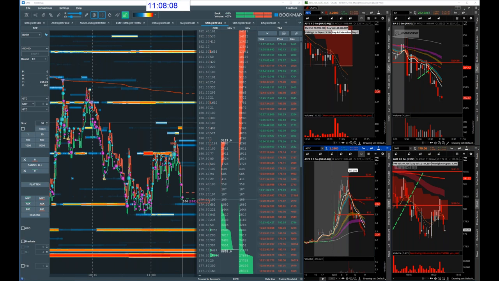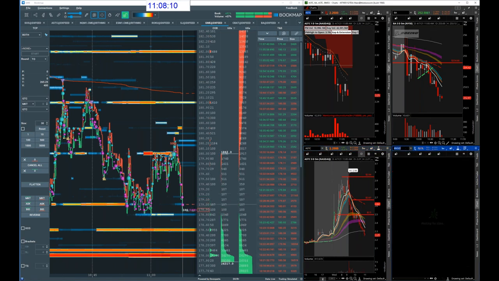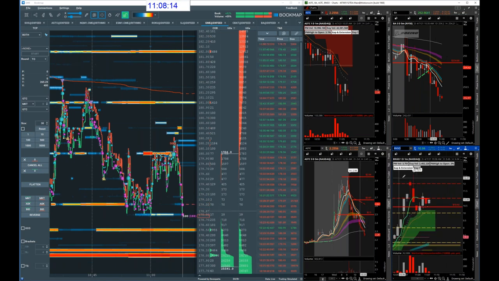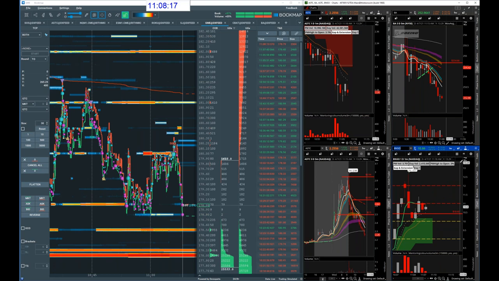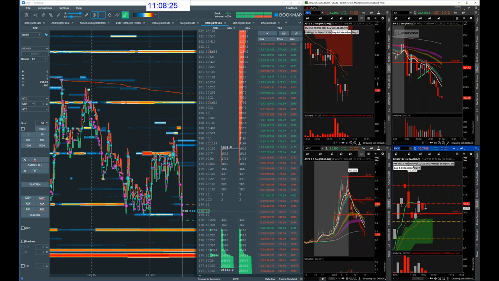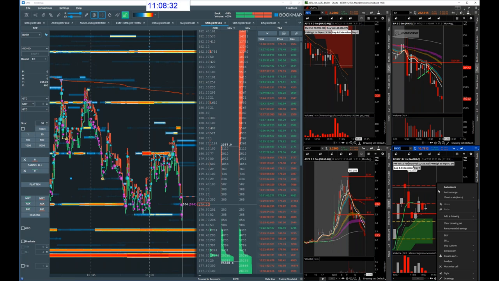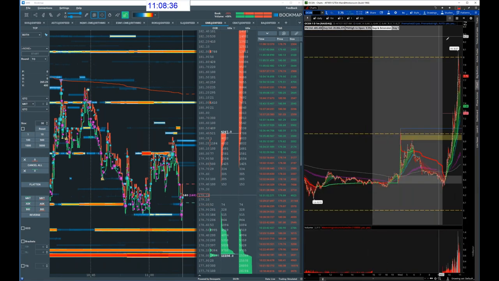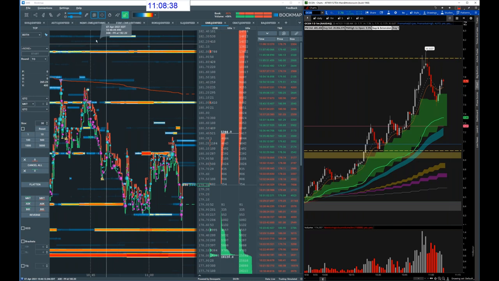Let's see. This is a pump. Don't trade something like BNSO. Don't trade it. Simply do not. Let's see also OCGN in the small caps. Today was a pump. So pump from many chat rooms.